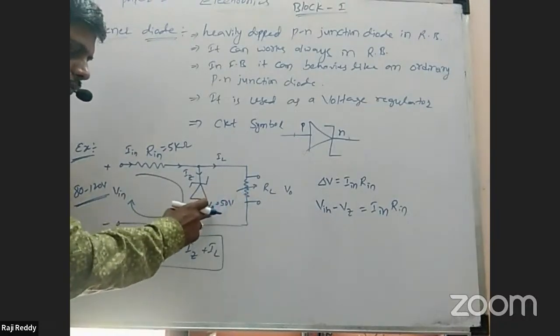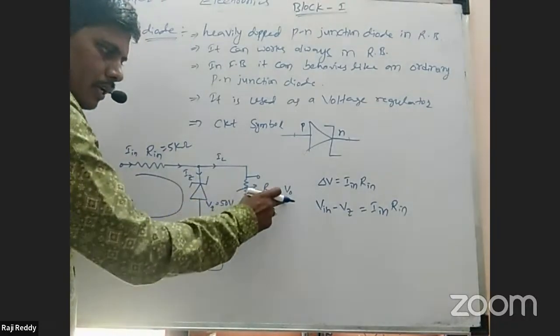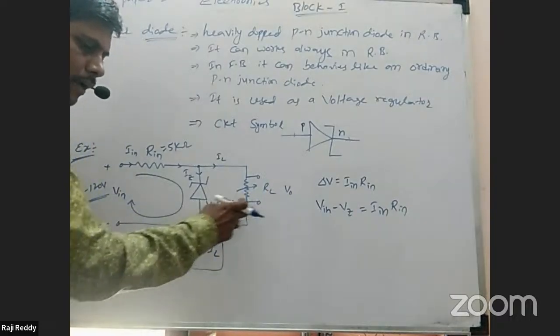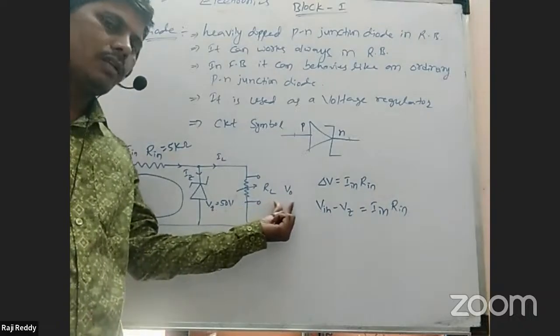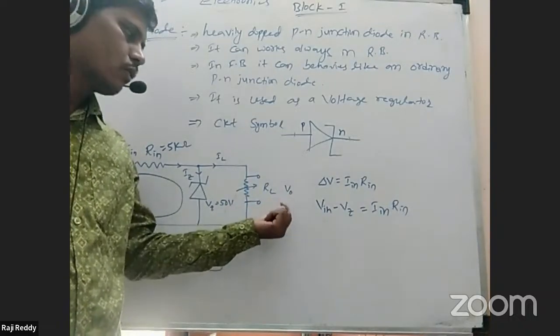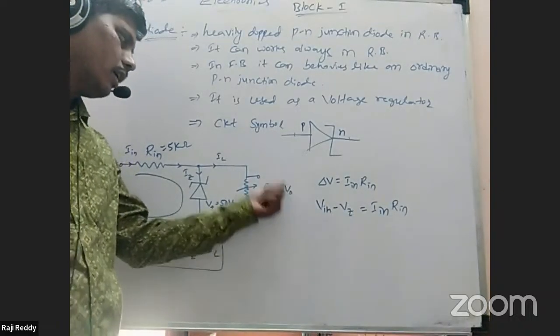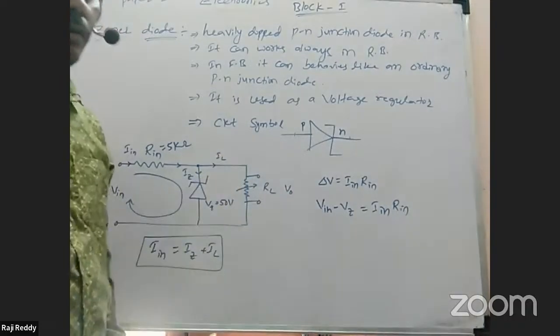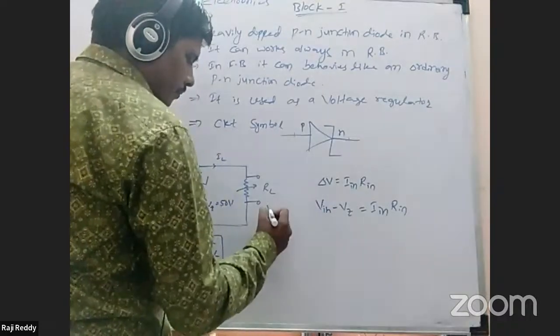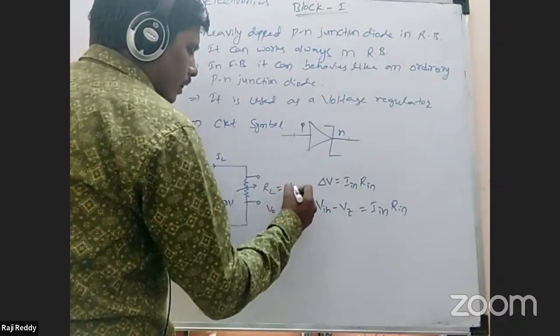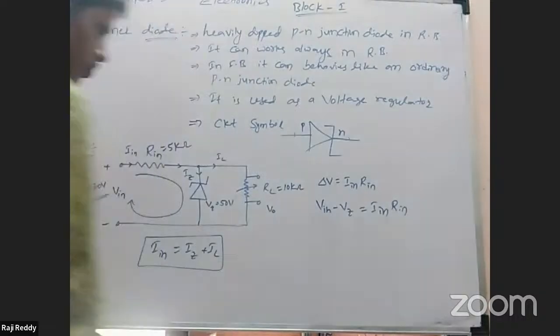Based on that I in you can calculate IL and IZ. So here VZ is 50 volt, which means automatically these both are in parallel, the voltage remains constant, so V out also will be 50 only. From that voltage 50 you can calculate the IL value. V is equal to IR. So they can give a high value here, maybe 10 kilo ohm, 2 kilo ohm, 1, whatever.